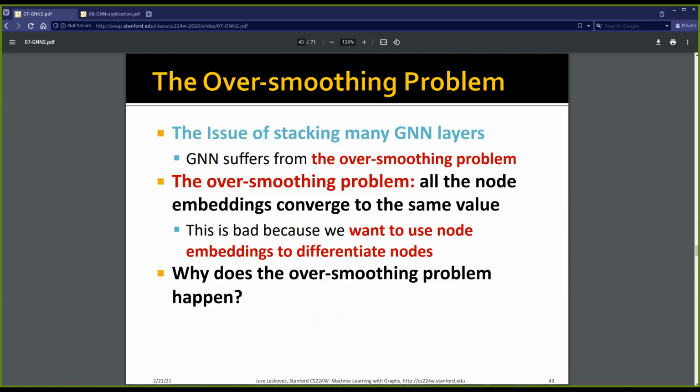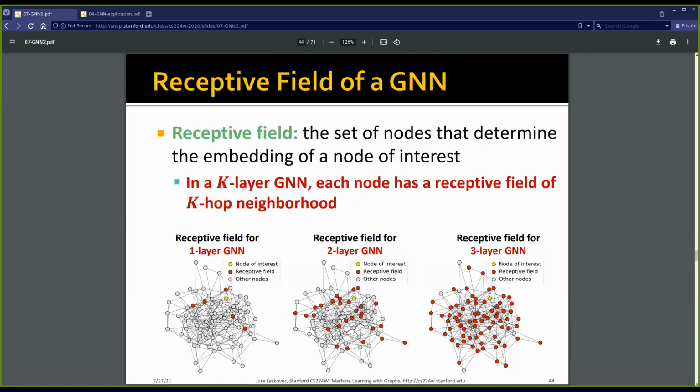But there's a problem with oversmoothing. What is actually oversmoothing? It's that all the embeddings of the nodes become essentially the same embedding, so we cannot differentiate between different nodes. And why that happens is that with every additional GNN layer, we increase the receptive field, so the k-hop neighborhood we can see with this graph neural net.